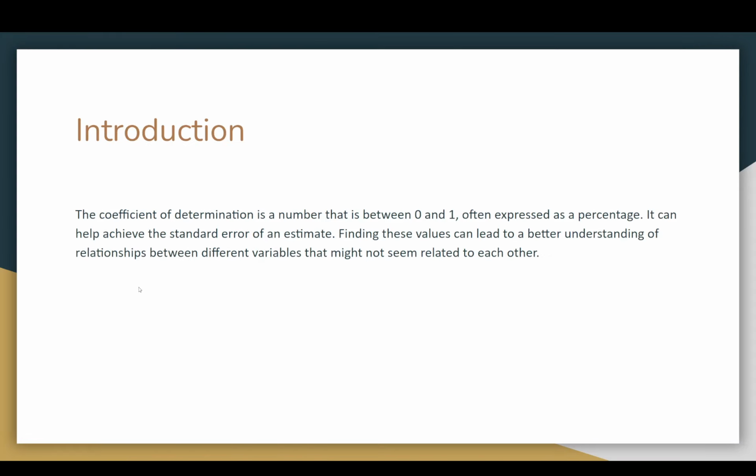So to start off, the coefficient of determination is going to be a number that's between 0 and 1, but it's often expressed as a percentage. So instead of saying 0.85, you would say 85%. It can help achieve the standard error of an estimate, and finding these values can lead to a better understanding of relationships between different variables that might not actually seem related to each other. I'll talk about that later in the applications slide.